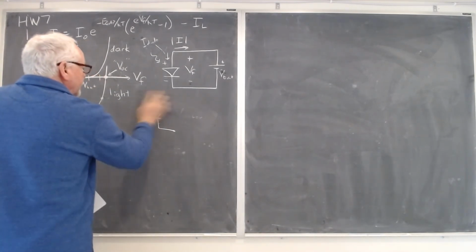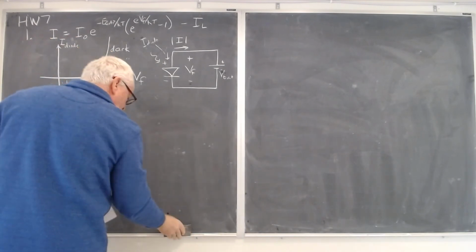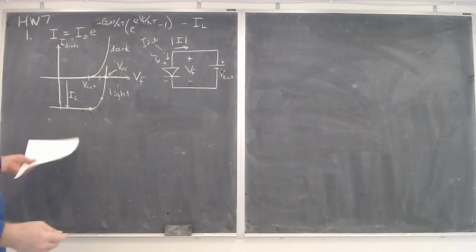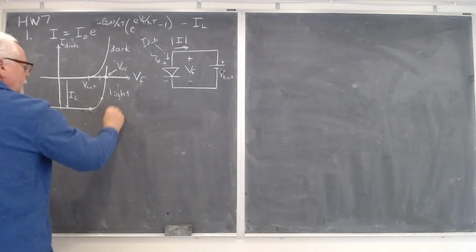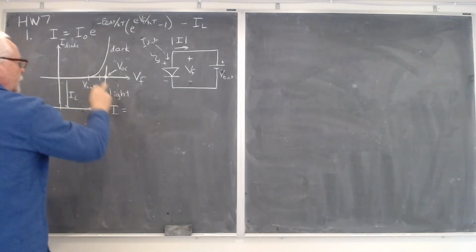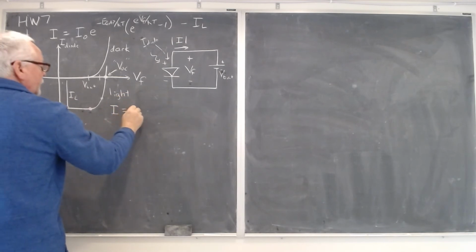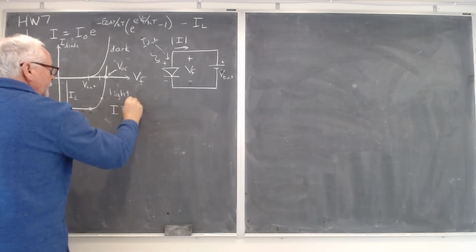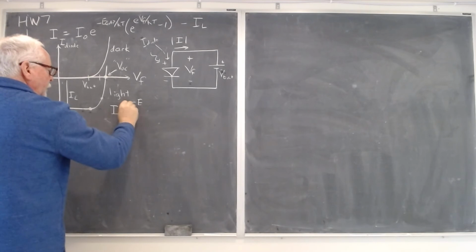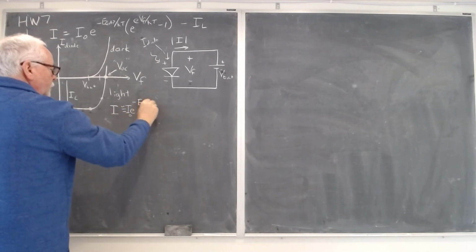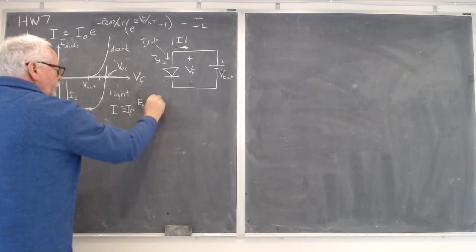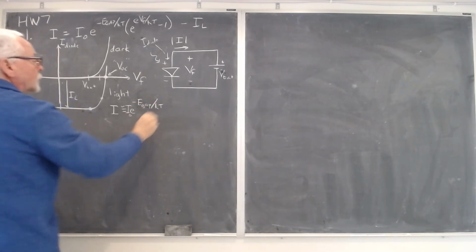Okay, so anyway, let's get back to the equation. So you were asked to calculate VOC, and I told you that you could approximate that for the purposes of the problem, that I is approximately equal to e to the minus E gap, I naught, over kT.